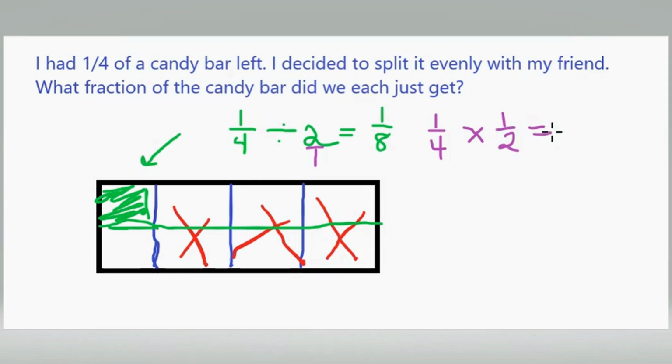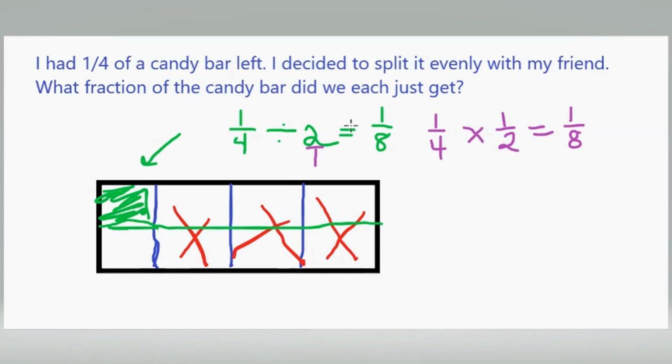And we're going to multiply straight across. 1 times 1 is 1. 4 times 2 is 8. So the answer is still 1/8. This is how you would represent it in a picture form or model it. And this is how you would find the answer by the standard algorithm. Keep, change multiplication, flip. How would you represent this equation in a model form?